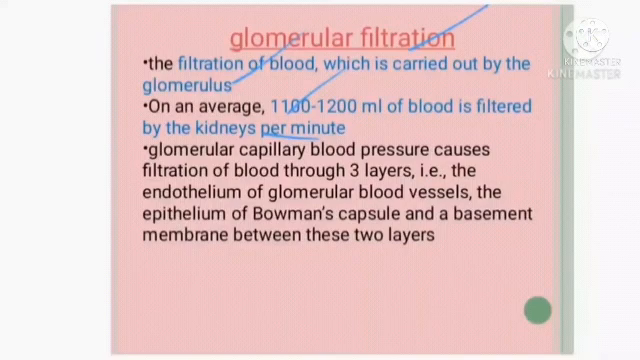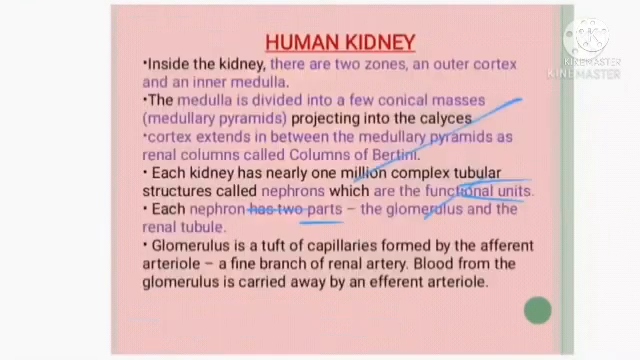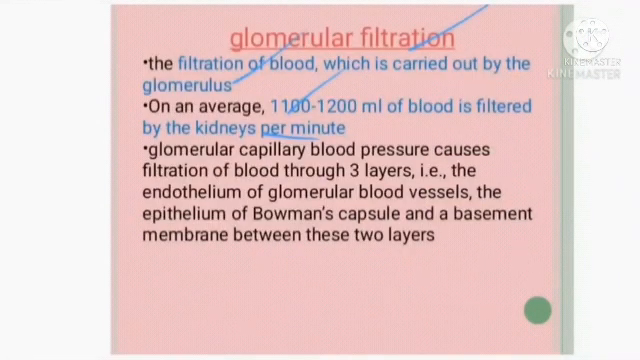Okay, so I told you about glomerular capillary blood pressure. Since there are many capillaries, the blood moves through one vessel and thereafter many blood capillaries are present, so there will be very high pressure there. This pressure helps in filtration. So what does it do? It causes filtration of the blood through three layers.